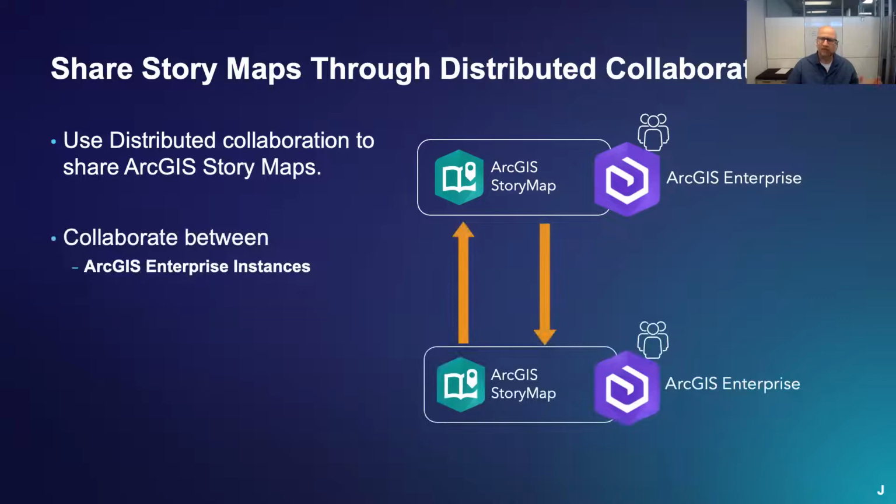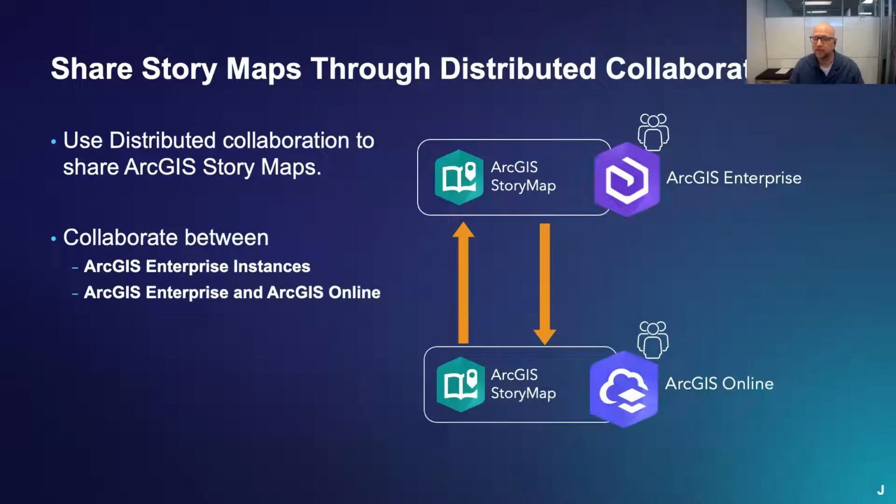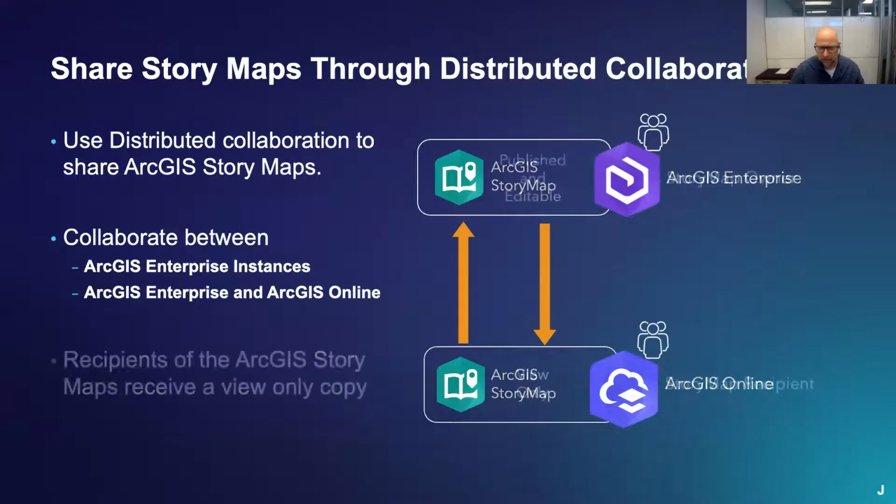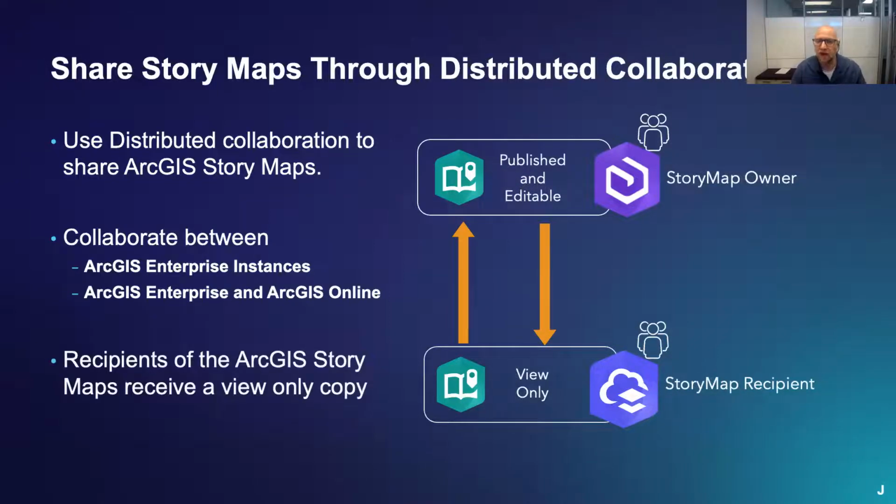So what that means is a collaboration can occur between two ArcGIS Enterprise instances and share that story map, or between your ArcGIS Enterprise instance and an ArcGIS Online organization. So under the covers, the story map needs to be published.